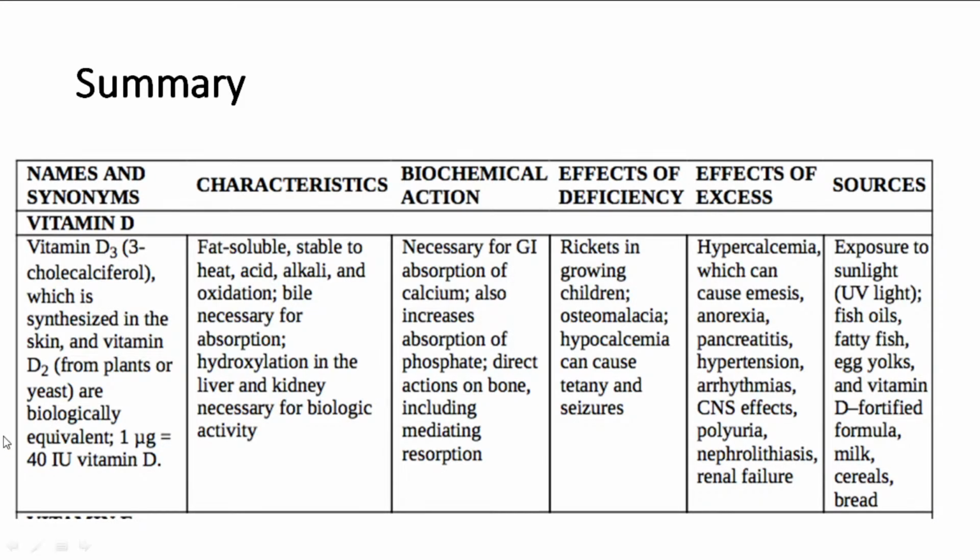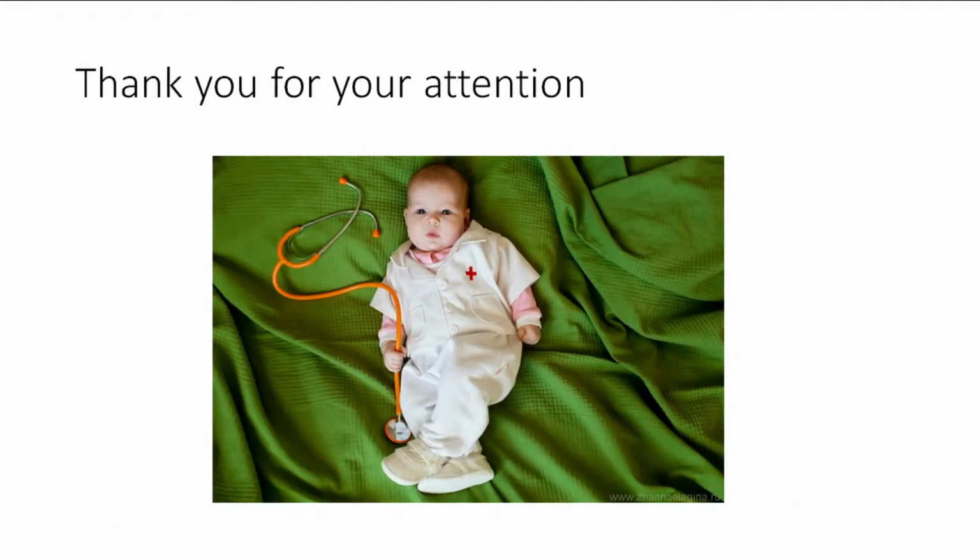Vitamin D3, cholecalciferol, and vitamin D2 from plants and yeast are biological equivalents, and vitamin D is a fat-soluble vitamin. Vitamin D toxicity includes hypercalcemia, anorexia, pancreatitis, CNS effects, polyuria, nephrolithiasis, and renal failure. That's why adequate doses of vitamin D are very important for a growing organism. Thank you for your attention.